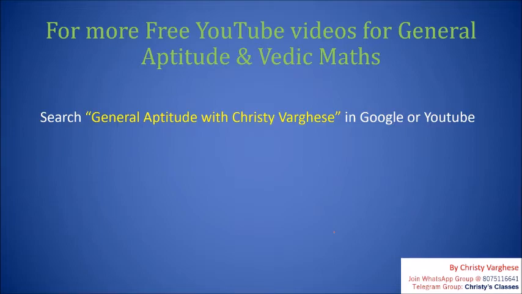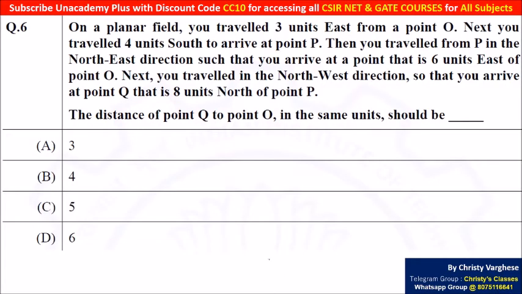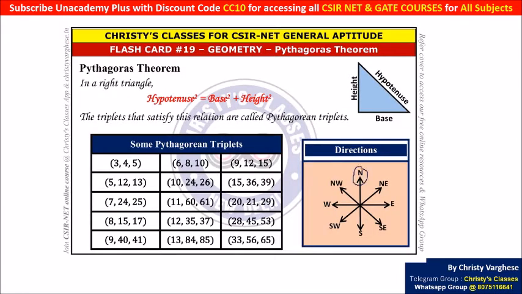The question reads like this: on a planar field, you travel 3 units east from a point O. So you have to visualize the situation correctly. That is the most important thing. So I will just take this as the starting point O. 3 units east means towards the right direction. You should be clear about all the 8 directions: north, south, east, west. Not only that, northeast, southeast, southwest, northwest also should be clear.